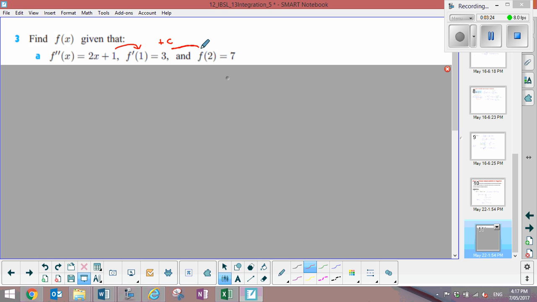Then we're going to integrate again. We're going to get our original function, but here we'll have another constant, and we'll call that, say, d, because we can't use c again. And with this information, we'll get the value of d, and so we'll end up with our original function, without having any plus c's or d's in it.